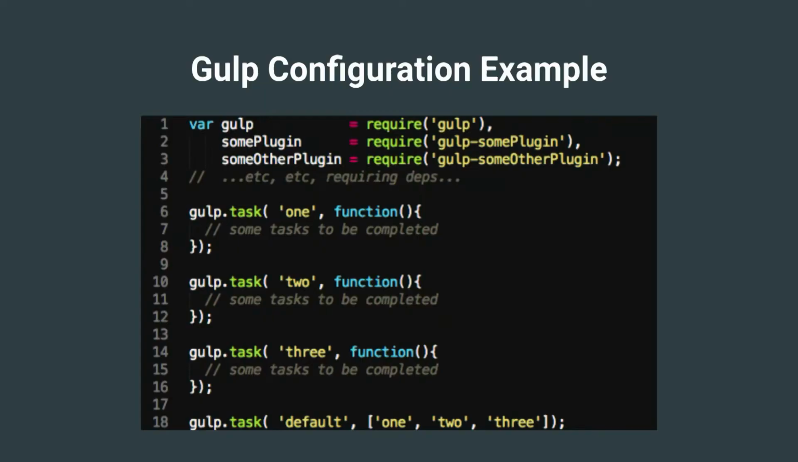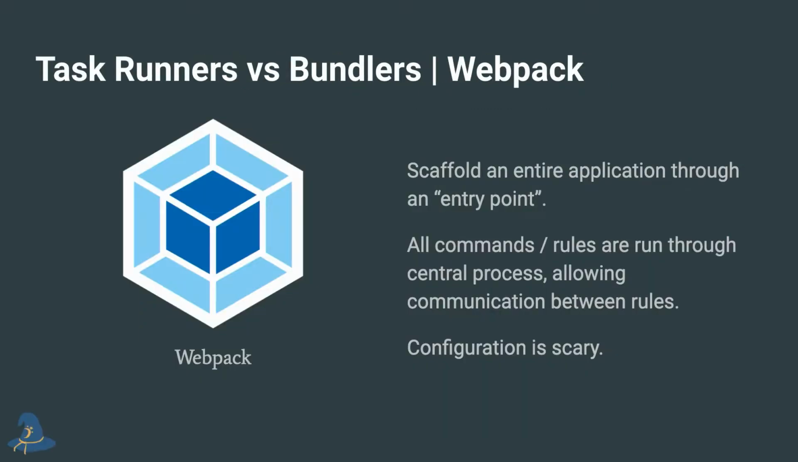So here's an example configuration file. It's not mine, so I just stole it from the internet. But you can see here we pull in Gulp, you add some plugins, and you go task by task. And you see that they're just 1, 2, 3. You run them, and you're all compiled.